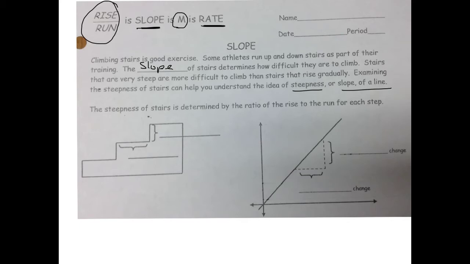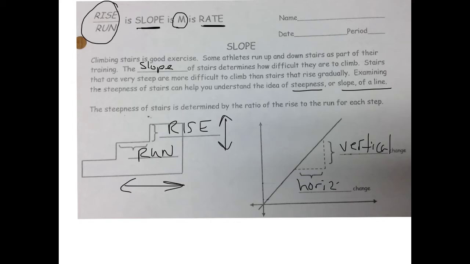The steepness of stairs is determined by the ratio of the rise to the run. So the rise is how much stairs go up, and the run is how much they go left to right. Okay? So when we run, left and right. When we rise, up and down. It's also known as the vertical change over the horizontal change. This is your change in y, and this is your change in x, if you think about a y-axis and an x-axis.